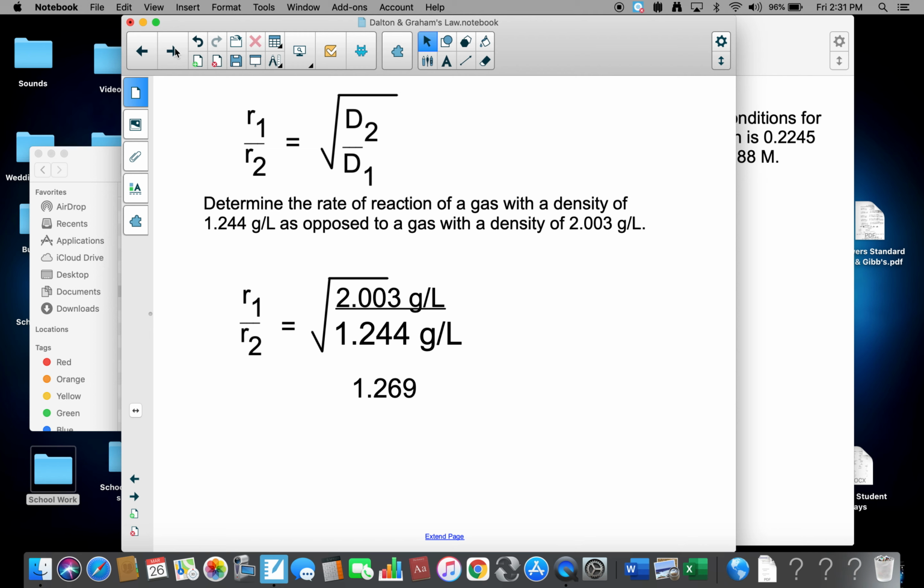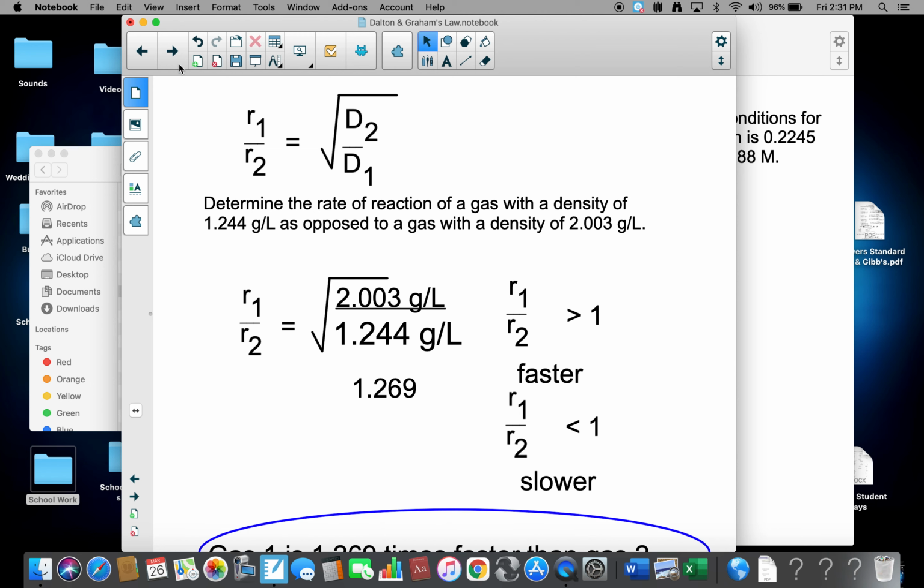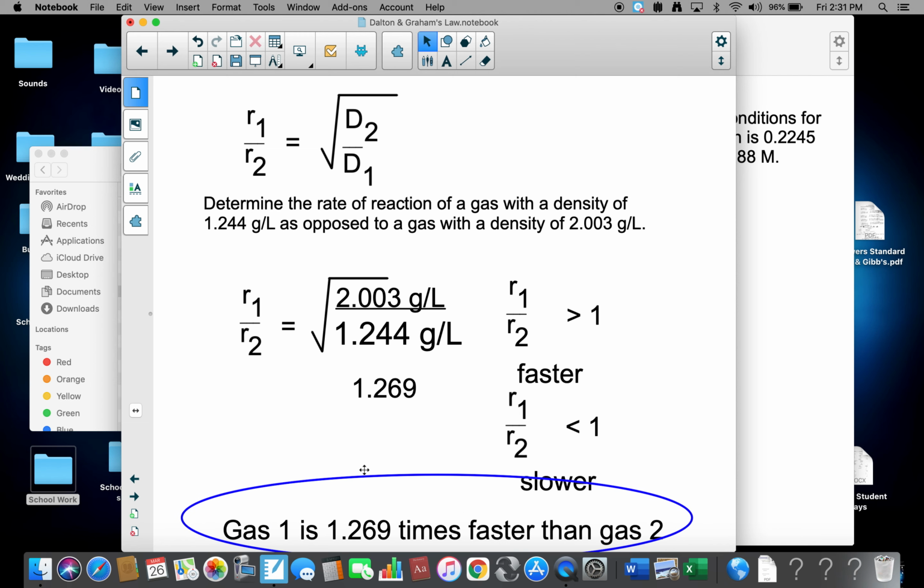That doesn't tell me much. So we have to have an understanding. If my rate is greater than 1, then the reaction is faster. If my rate comparison is less than 1, then it's slower. So what we're going to say here is for this reaction, gas 1 is 1.269 times faster than gas 2. That's my answer.